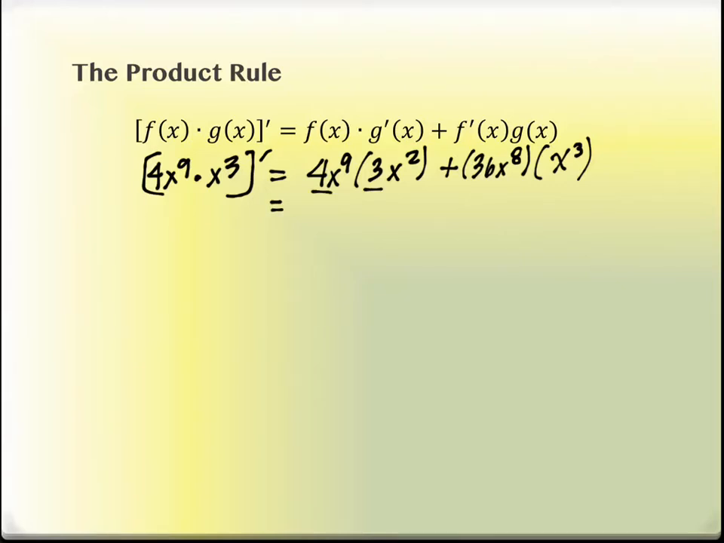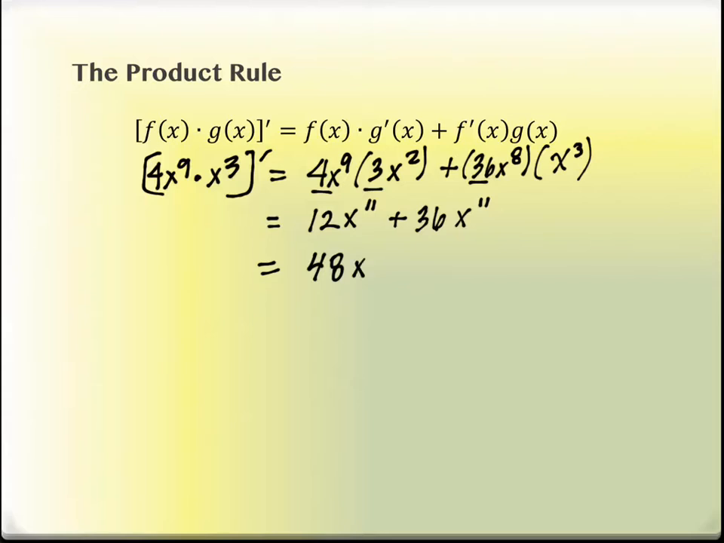Well, 4 times 3 is 12. x to the 9th times x squared is x to the 11th. The other piece, I have 36 times 1, so it's 36. x to the 8th and x cubed is x to the 11th. And what is 12 plus 36?